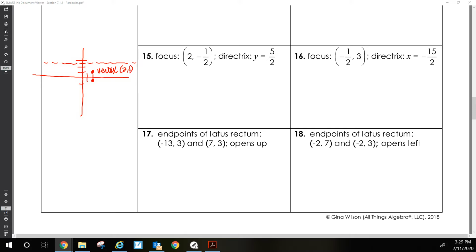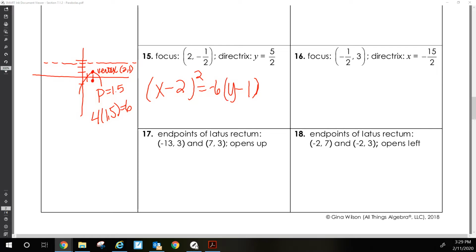Now what's my p-value? What's the distance between the vertex and the focal point and the vertex and the directrix? That was 1.5, and that's all I need in order to write our equation. Since we are going away from the directrix, the parabola is opening down. So it's an x squared, y, right? My vertex we said was (2, 1), so (x - 2)² and (y - 1). This value here is 4p. Well, 4 times 1.5 is going to be 6, and since we are going down, it's going to be -6.